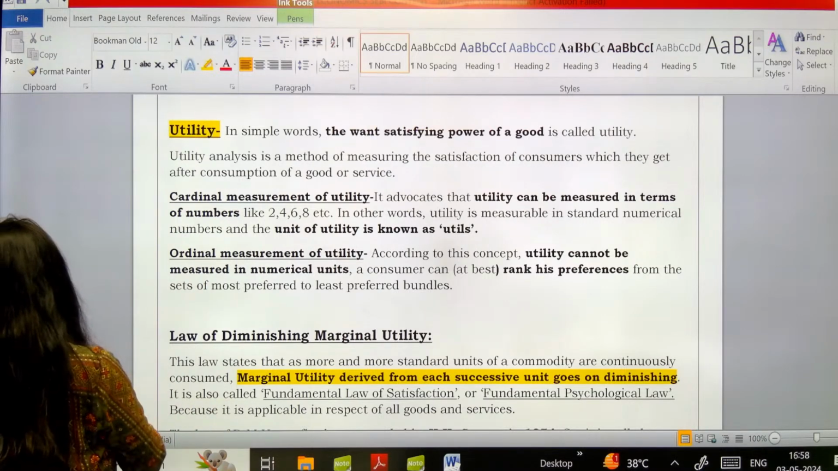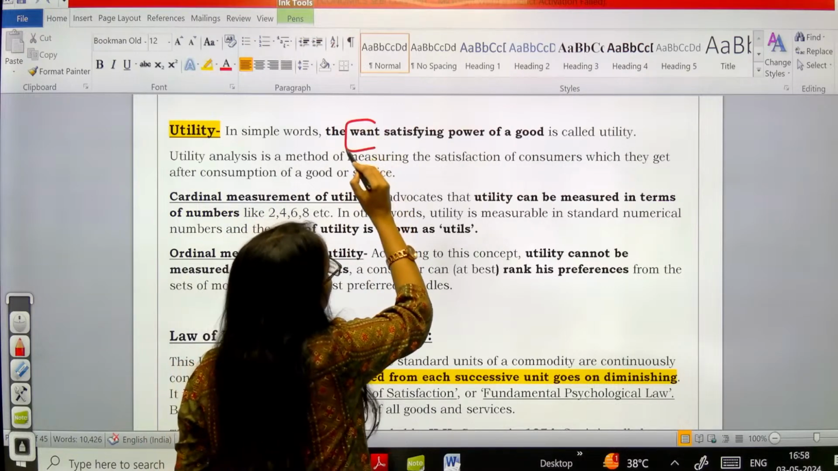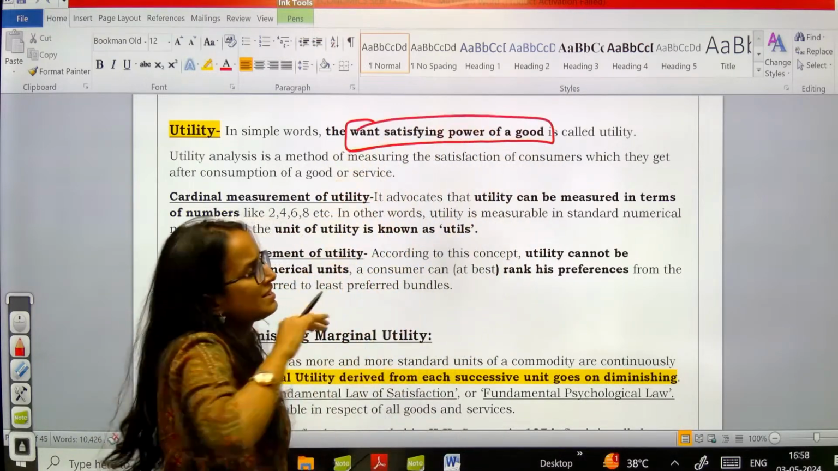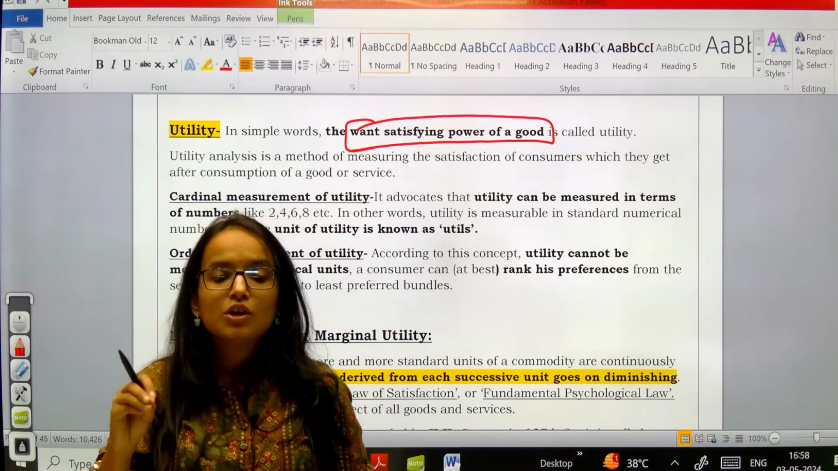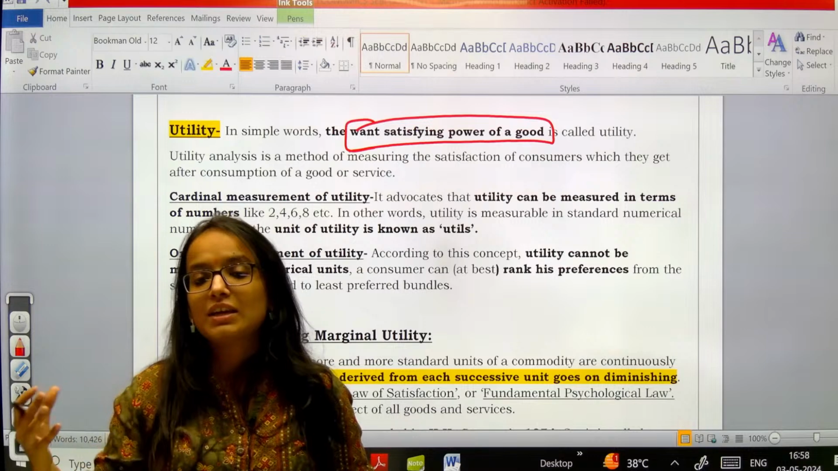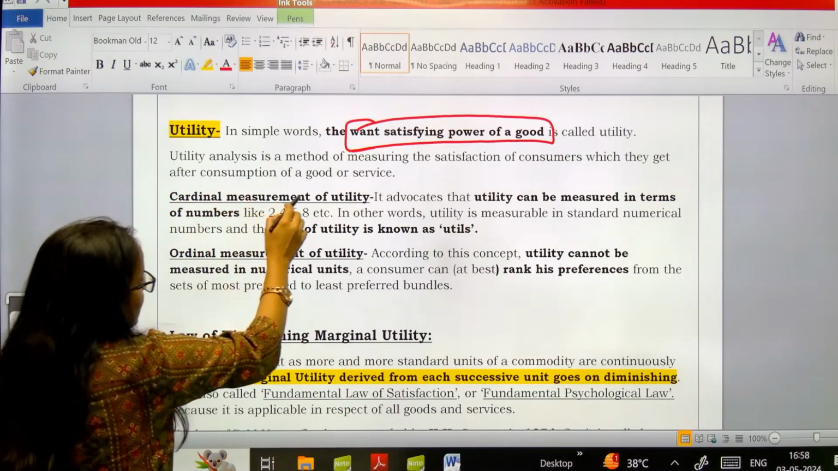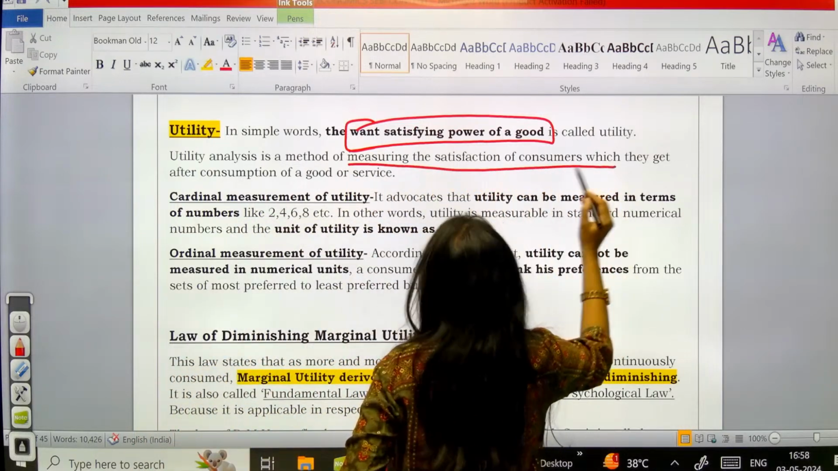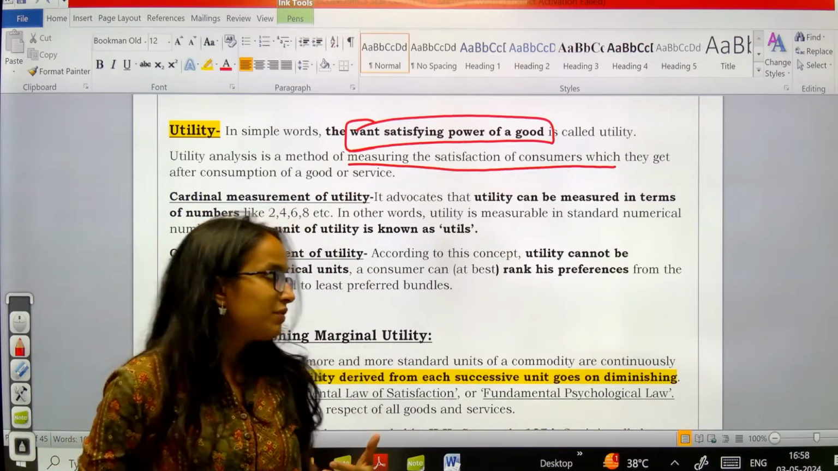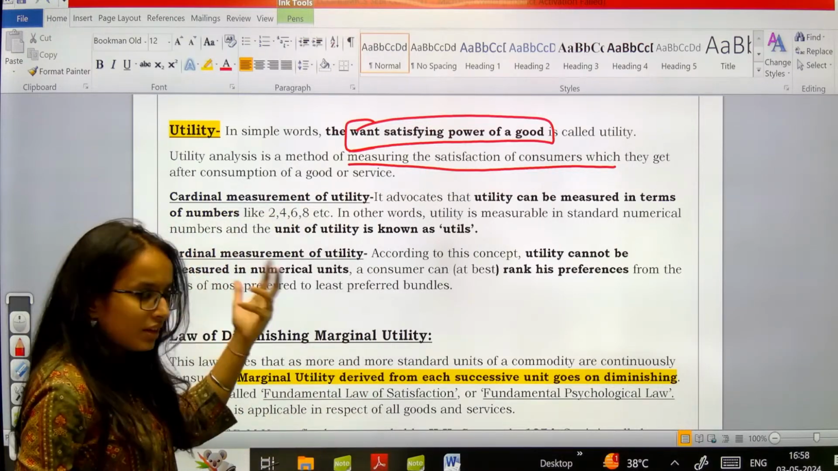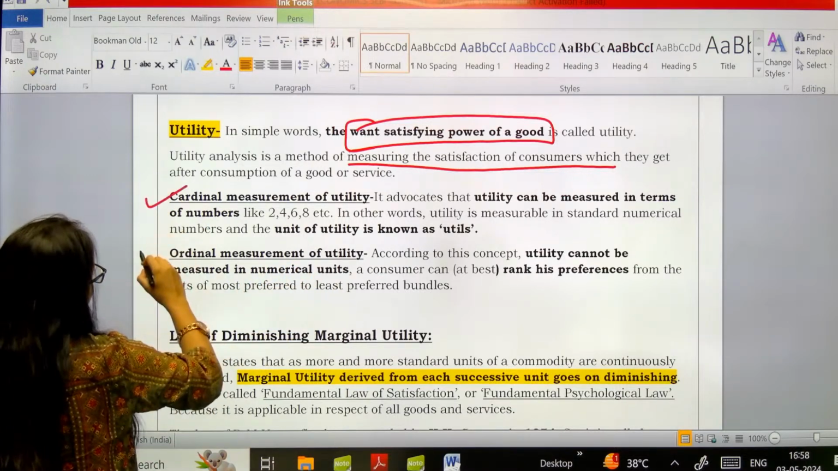So first let's try and understand what utility is. Utility in simple words is the want satisfying power of a good. Any good or service which you consume gives you certain satisfaction, so when we calculate the want satisfying capacity of a good, we call it utility. Utility analysis is a method of measuring the satisfaction consumers get after consumption of a good or service. I discussed the two kinds of utility in yesterday's class, but now we have the proper definition of cardinal measurement and ordinal measurement.